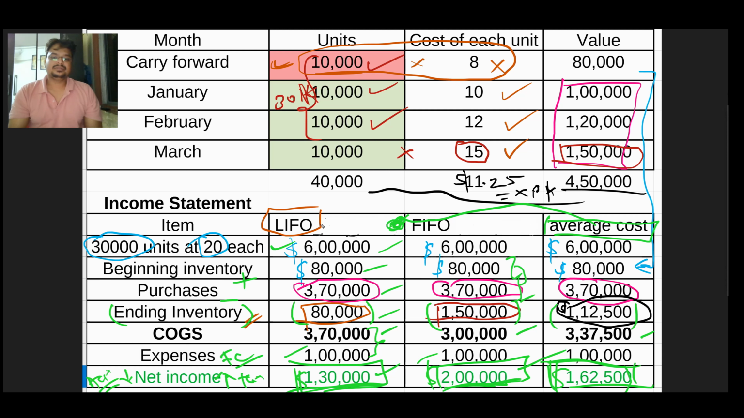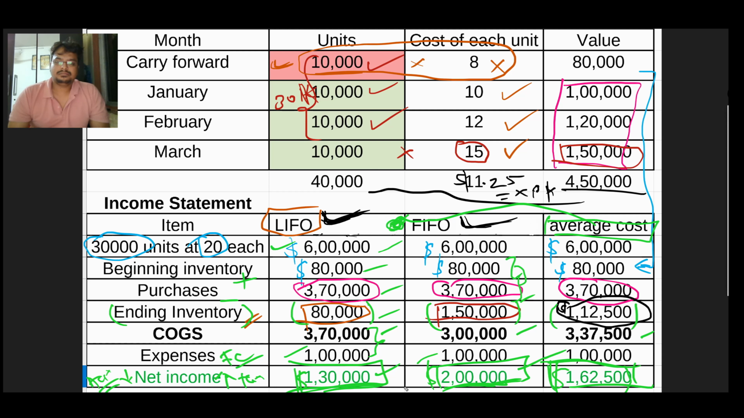So companies would prefer LIFO, but many a time this is not allowed, and they have to go with FIFO and not LIFO, because the net income would be shown greater in FIFO. So anyways, this is how we calculate FIFO, LIFO and average cost.